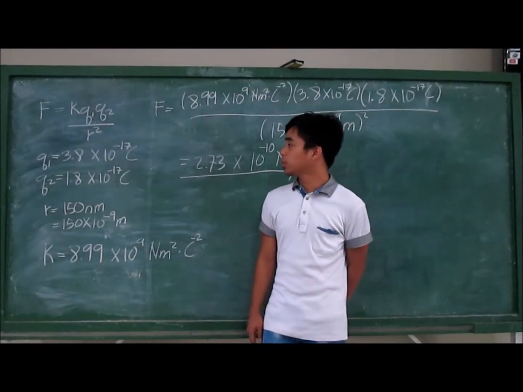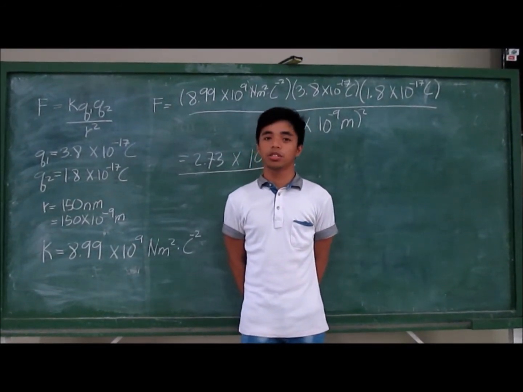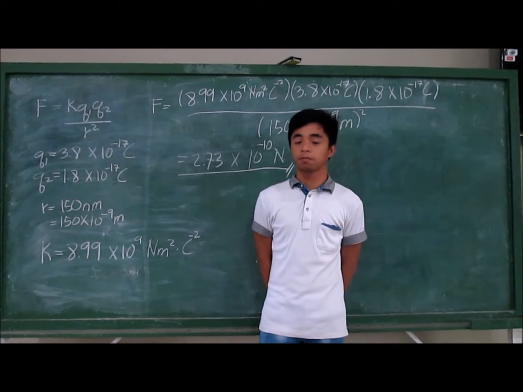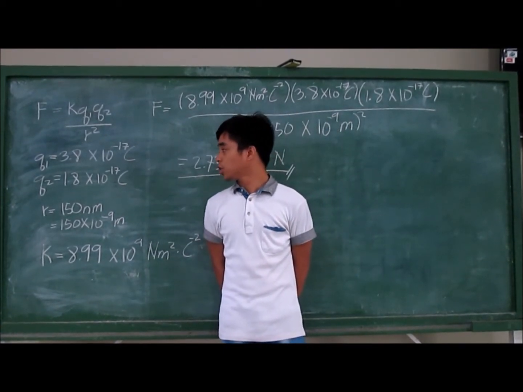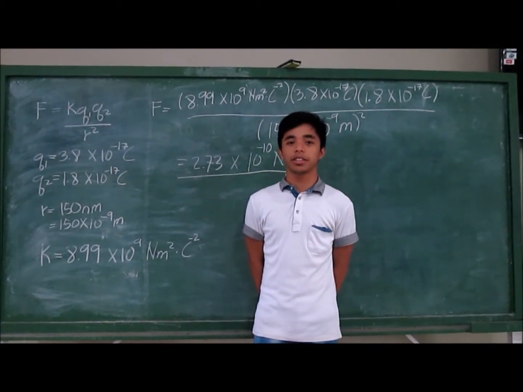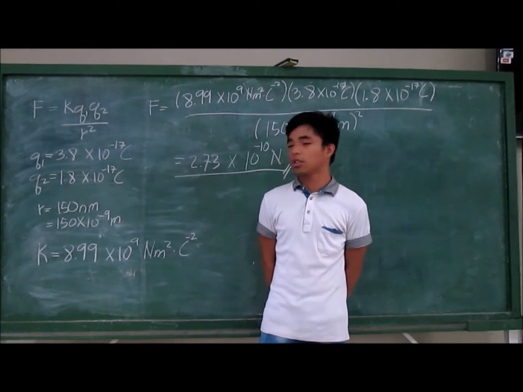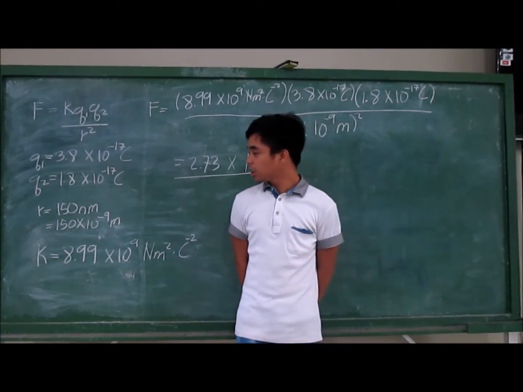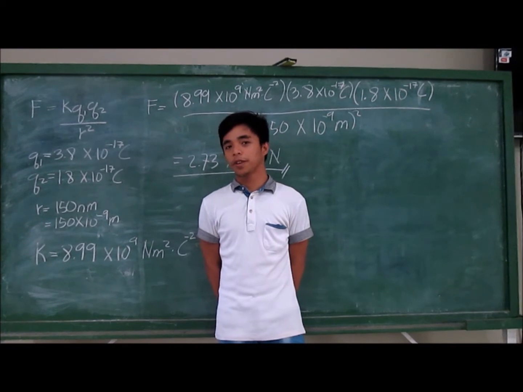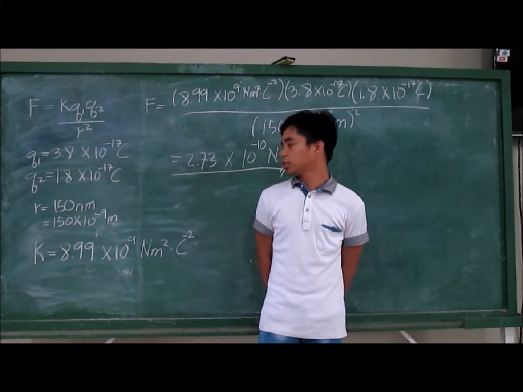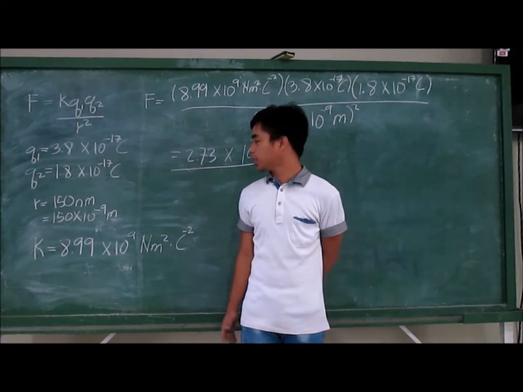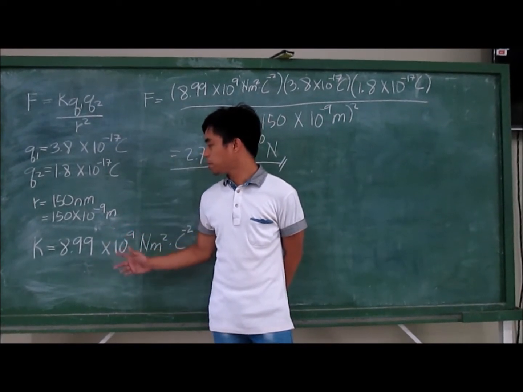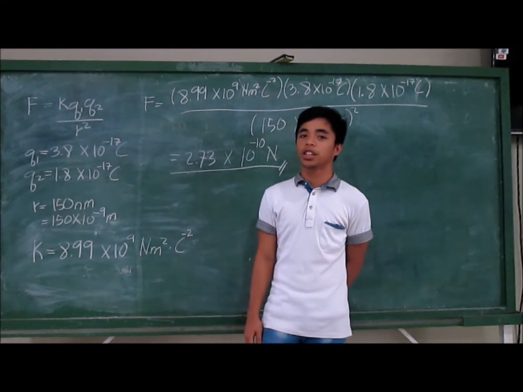The first charge is equal to 3.8 times 10 raised to the power of negative 17 coulomb. The second charge is equal to 1.8 times 10 raised to the power of negative 17 coulomb. And the distance is equal to 150 nanometers, so we will convert it to meters: 150 times 10 raised to the power of negative 9.